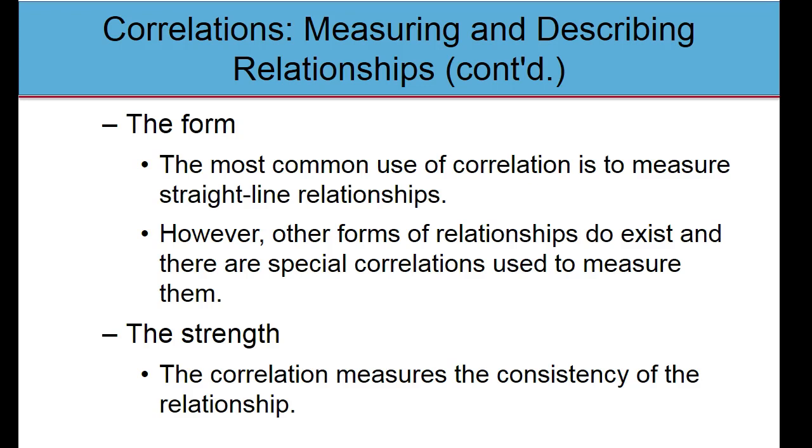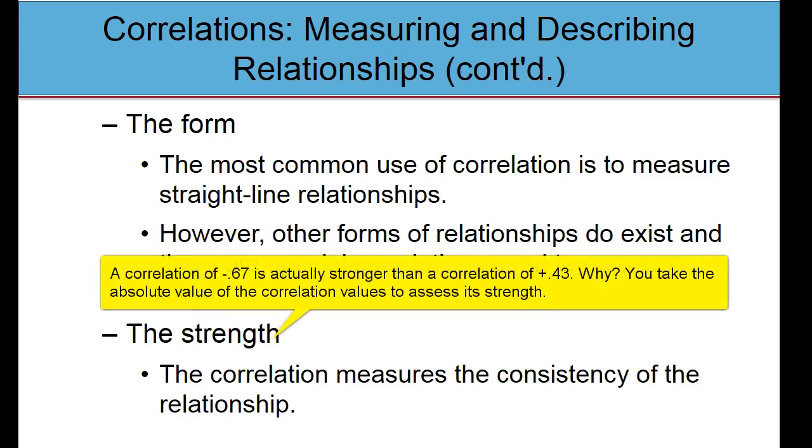So in addition to the form, we can also talk about the strength. Now this trips up some students. You don't want to look at the specific value. Well, I mean you do. The bigger the value, the stronger the relationship. But it goes in both directions. So for example, if you had a correlation coefficient of negative .67 and you had a positive correlation of 0.43, which one would be the stronger of the two correlations?